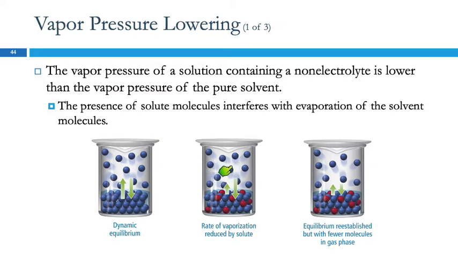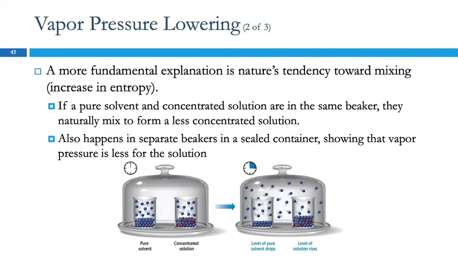So here the condensation is happening at the same rate, but these are going to keep going until they become equal. So here we have fewer particles of gas than we did over there by adding solute particles. So they kind of get in the way, right? A more fundamental explanation is nature's tendency towards mixing, the increase in entropy, the spread of energy.